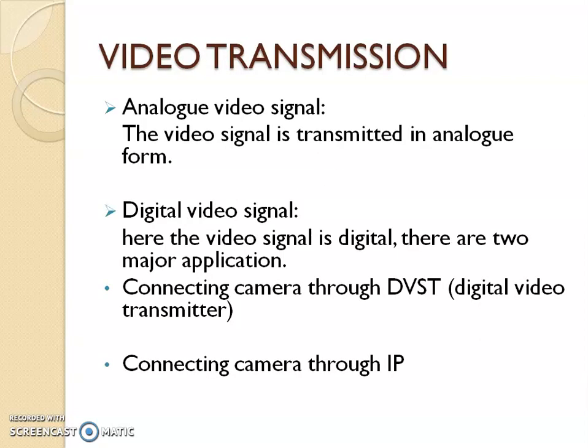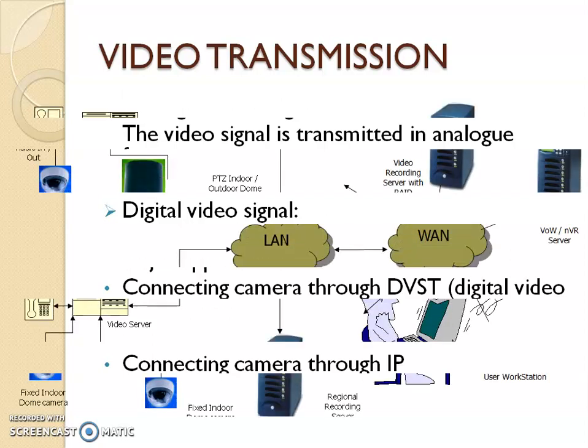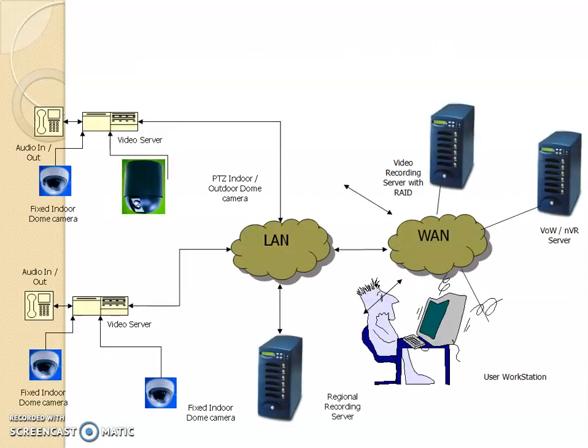Video transmission. For video transmission, you need analog video signal and digital video signals. Now, this video transmission is one thing which can be transmitted through wide area network, through a LAN, which means you can remotely monitor the camera from your mobile or from your computer.